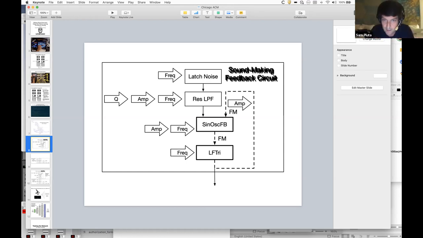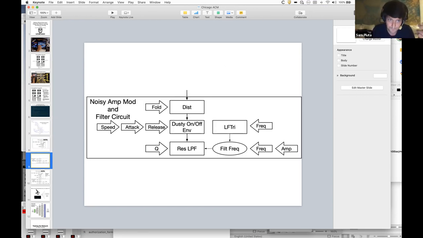This is the thing that makes sound in the circuit, and then there's more to it. That output comes out here. I can distort the signal, and I can control how much I'm distorting the signal as an argument.